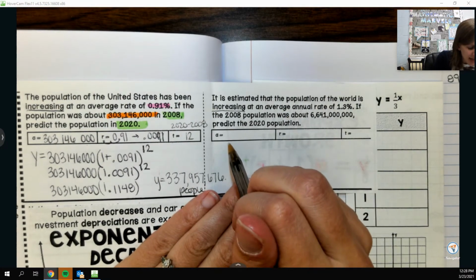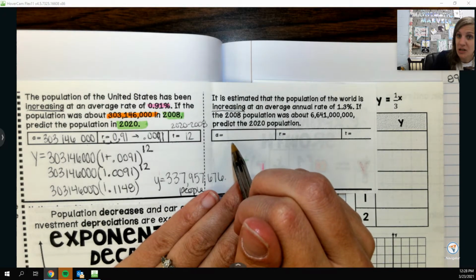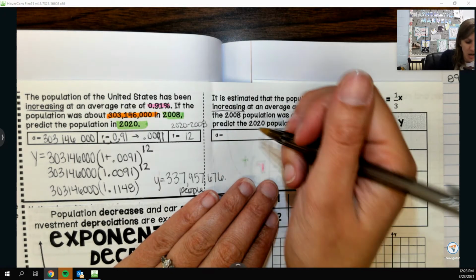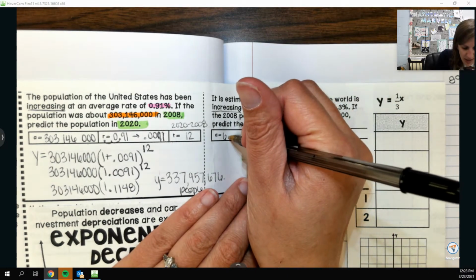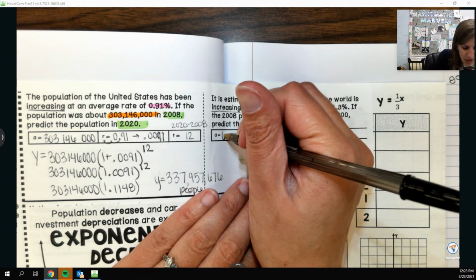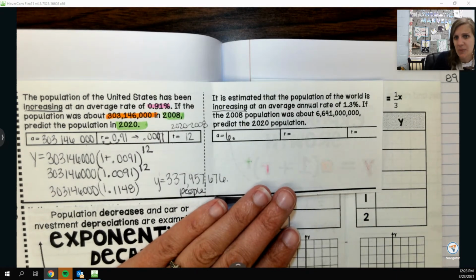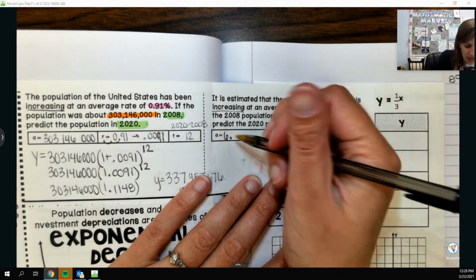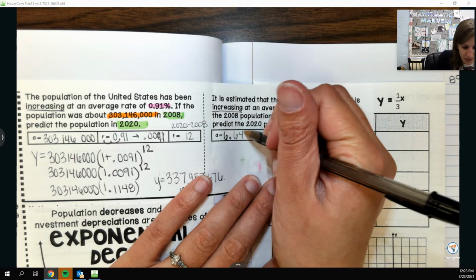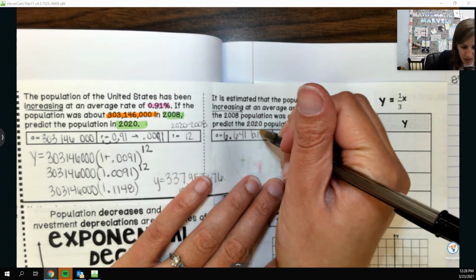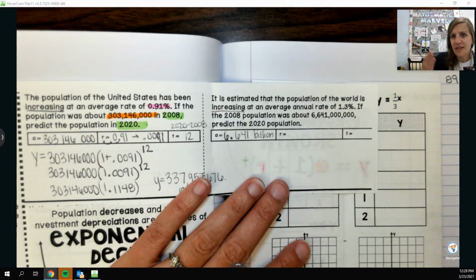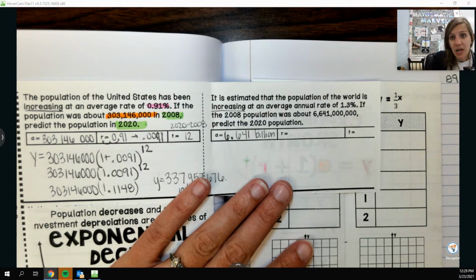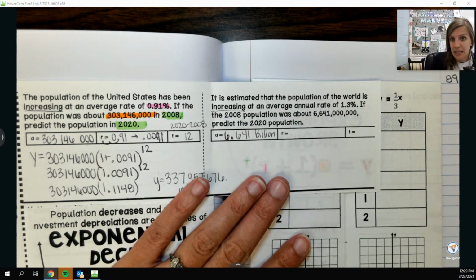So A is that initial amount, that starting amount. This story is about population. That starting population was that 6 billion. So let's just change that 6 billion to 6.641 billion, because then at the end, whatever I get, I'll just throw a billion behind it and it'll be fine.